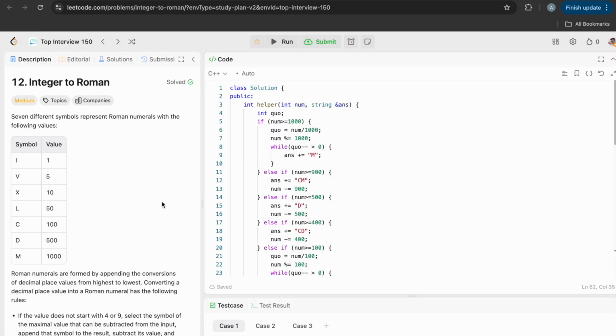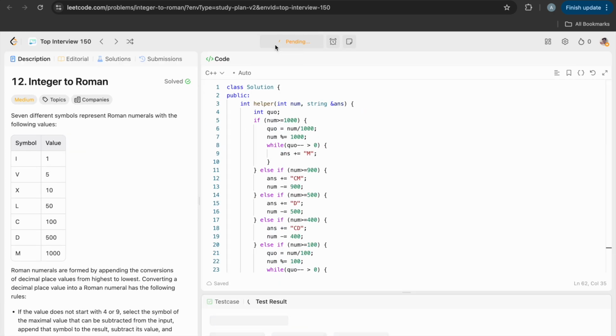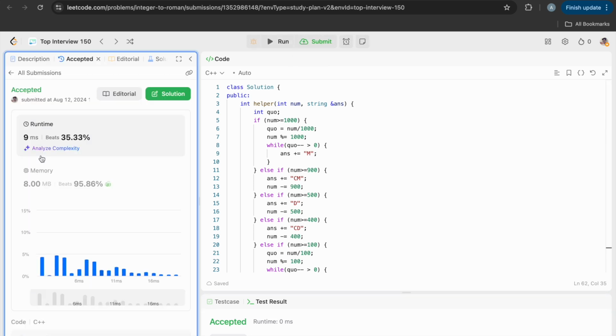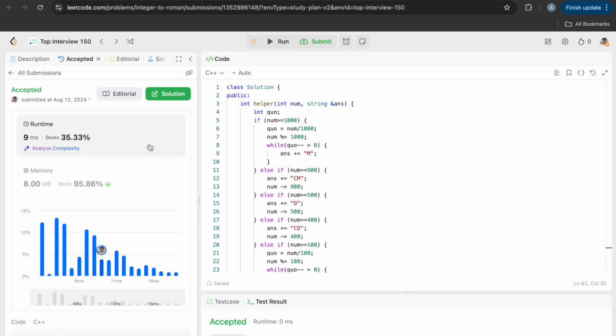So this solution seems to be fine, and let's try to run it. It is getting accepted here. Let's try to submit it as well. So yeah, it is getting accepted. So this solution is working fine.